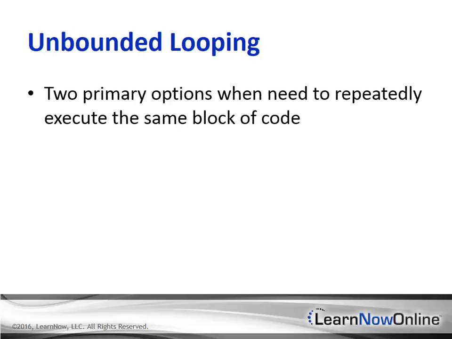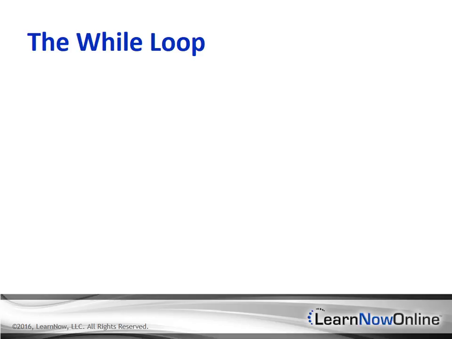You have a couple of options when it comes to creating code that repeats a block of statements while a condition remains true: the while loop and the do while loop. So let's talk about the while loop first. The while loop is the simplest loop that you're going to find.